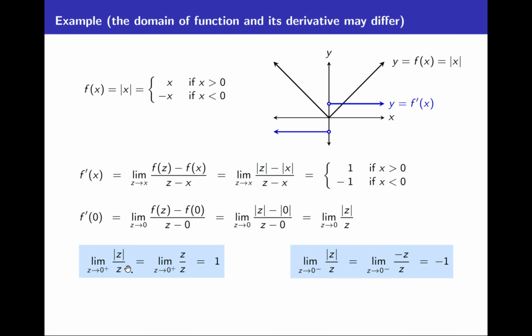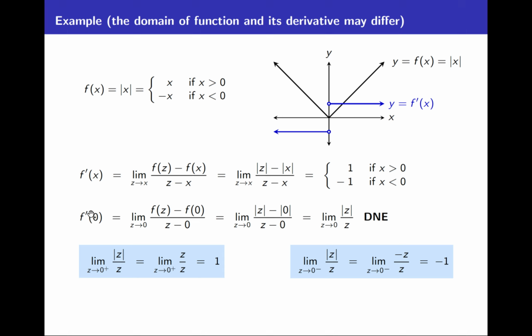So the right-hand limit of this function is 1, the left-hand limit is negative 1, and since those two limits don't agree, we have to say that f prime of 0 does not exist. It's not defined.